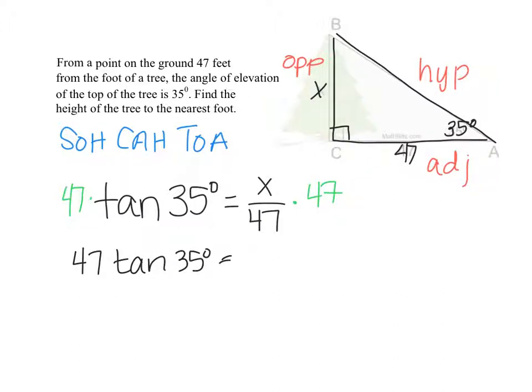Again, make sure your calculator's in degree mode. If you haven't replaced the batteries and you haven't been to a different class like physics, your calculator probably is in the same mode you left it in last time. It wouldn't hurt to just check and make sure your calculator's in degree mode. So then I can type in 47 times the tangent of 35. We know that equals x, and what I get in my calculator is that x is 32.9. Now it did say find the height of the tree to the nearest foot, so that means x would be 33 feet.